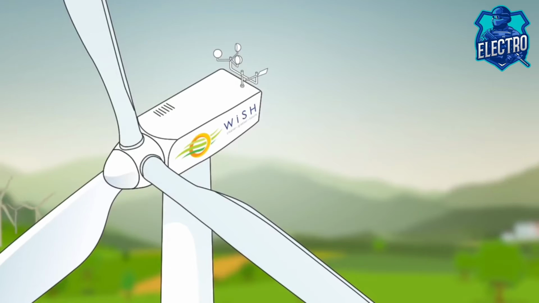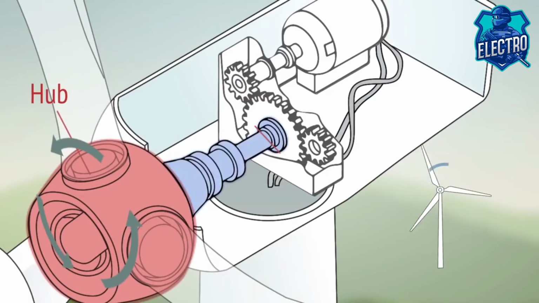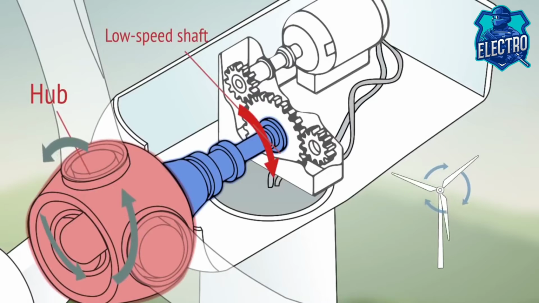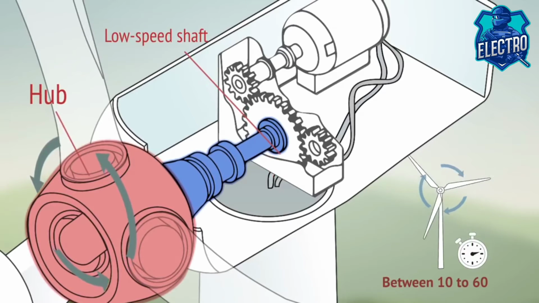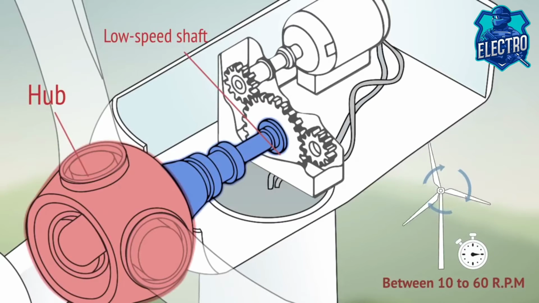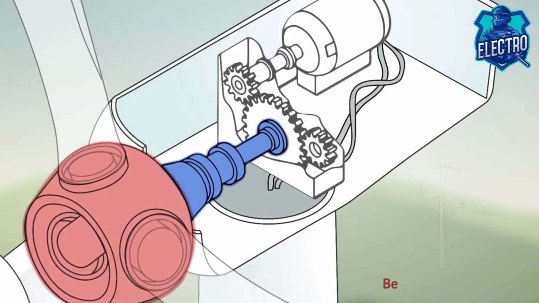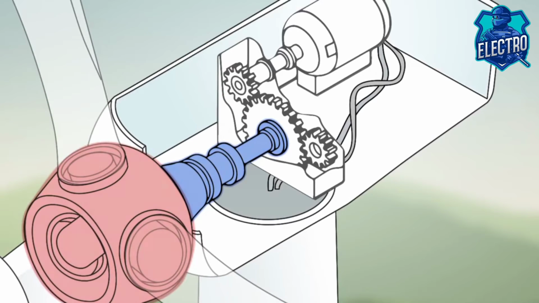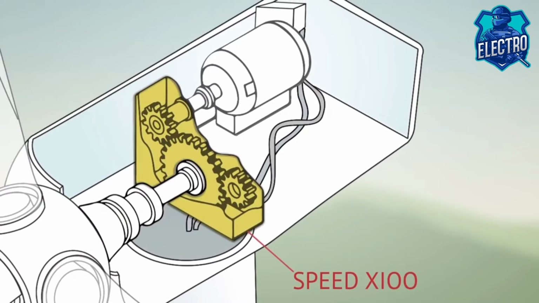As the blades rotate, the rotor spins, capturing the kinetic energy from the wind, and this turns the low-speed drive shaft, which rotates at a slow speed of 10 to 60 revolutions per minute. For large turbines, this speed is much too low to produce electricity. Hence, it is necessary to increase the turning speed of the low-speed shaft, which is done by the gearbox.